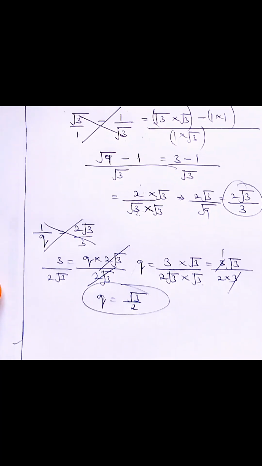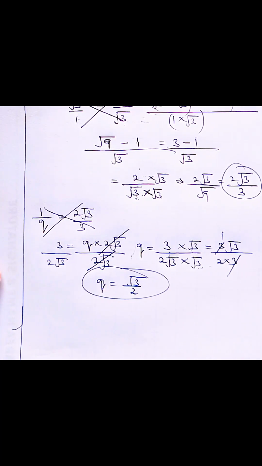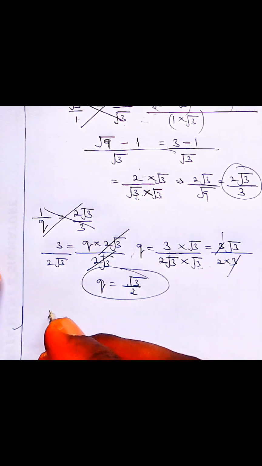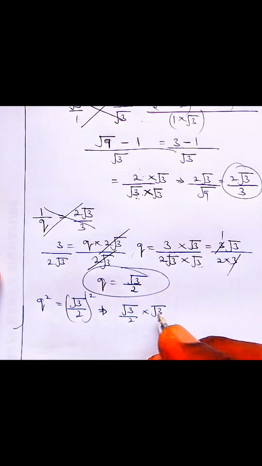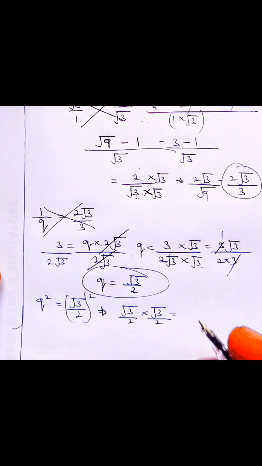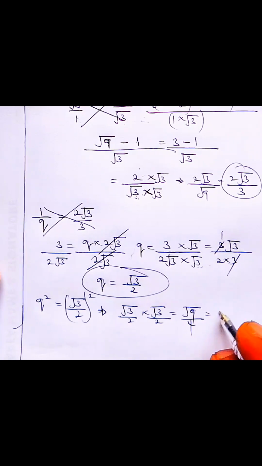As simple as that. So what's the instruction? The instruction is that we should get the value of q squared. So if q is root 3 over 2, q squared is going to be root 3 over 2 raised to the power 2. So that will be root 3 over 2 times root 3 over 2. Root 3 times root 3 is root 9 over 4. So square root of 9 is 3 over 4. That's our final answer. As easy as that.